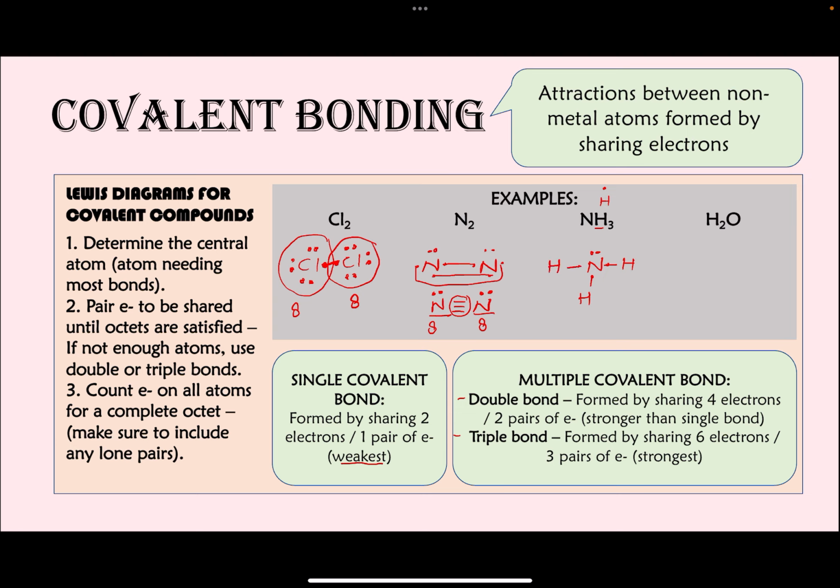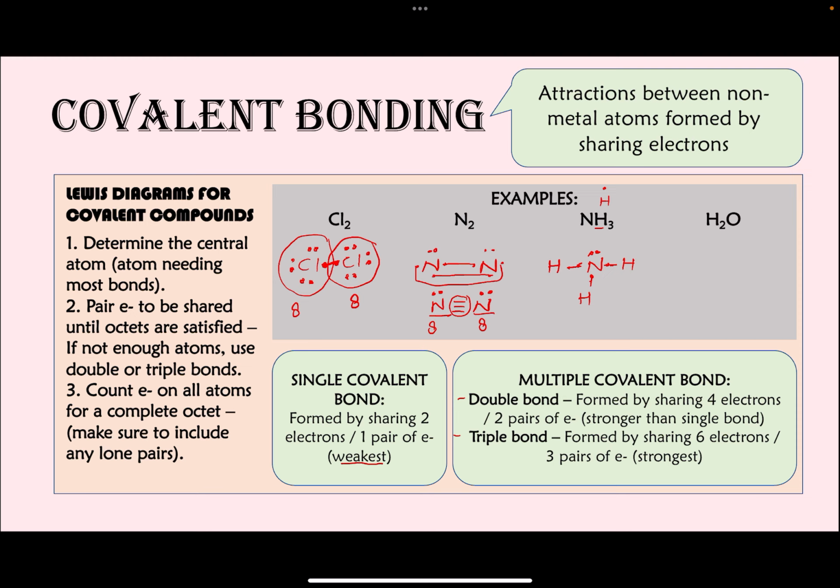Okay, so now your nitrogen, which is the central atom, is going to have 1, 2, 3, 4, 5, 6, 7, 8 valence electrons. So nitrogen has a complete octet. Hydrogens are not going to have a complete octet. The maximum number of electrons that hydrogens can have is 2.